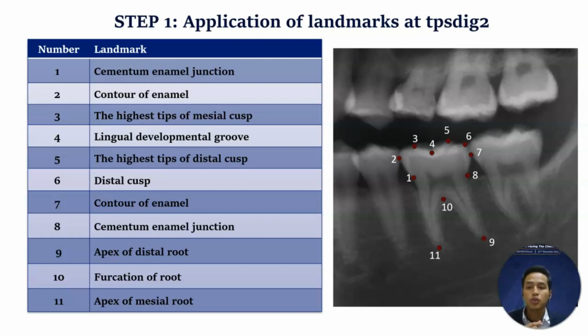junction. 2 is the contour of the enamel, 3 the highest tip of the mesial cusp, 4 the lingual developmental groove, 5 the highest tip of the distal cusp, 6 the distal cusp of the mandibular first molar, 7 the distal contour of the enamel, 8 the cemento-enamel junction, 9 the apex of the distal root, 10 the furcation of the root, and 11 the apex of the mesial root.